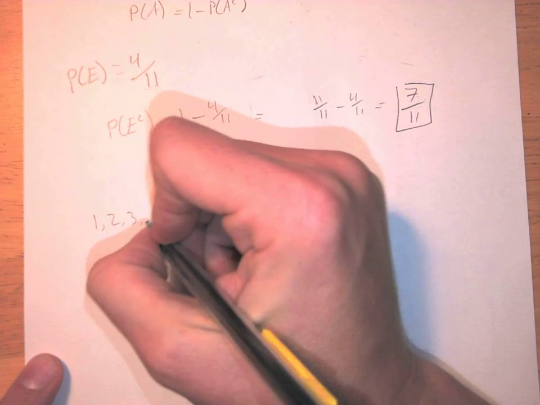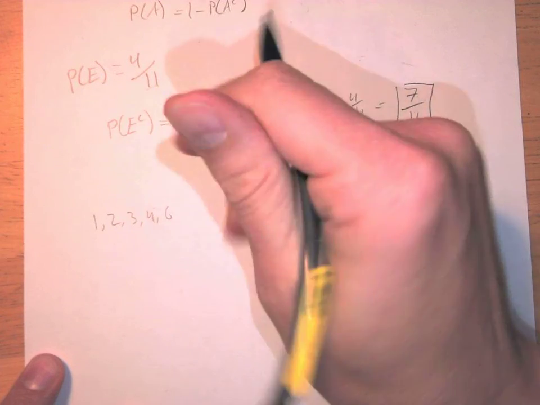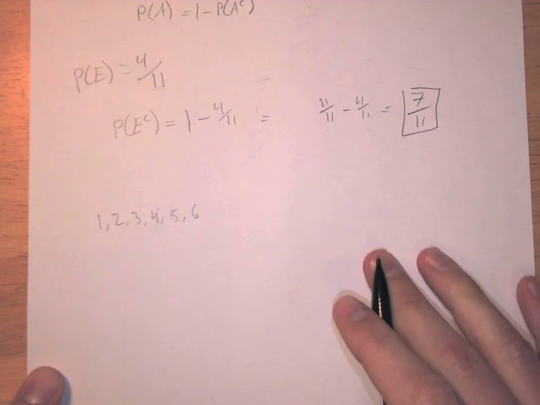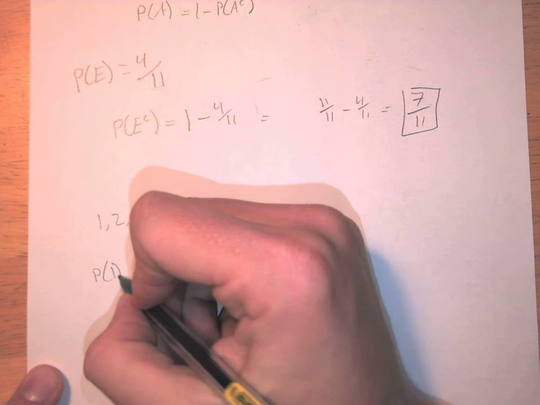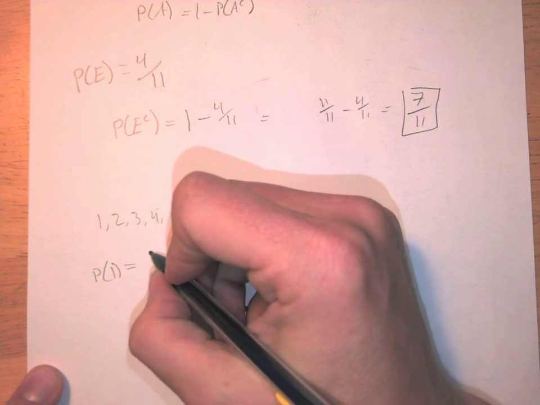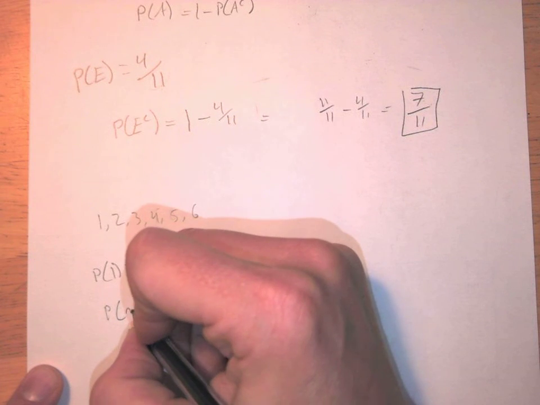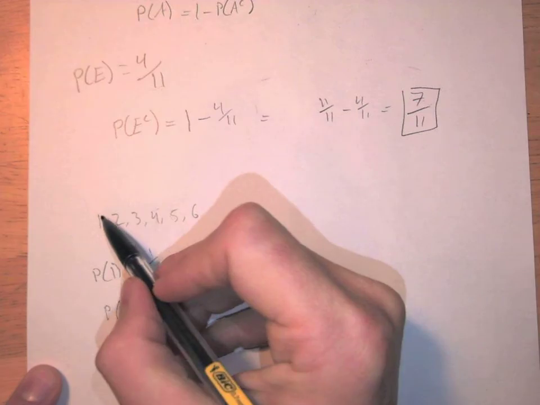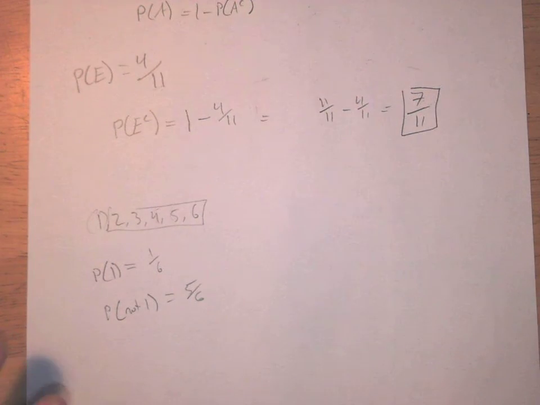So let's just look at that really quick to explain this one more time. Let's say this is your sample space. We're rolling a die. This is your sample space, right? And the probability of rolling a 1 is 1 out of 6. What's the probability of the complement, which would be not rolling a 1? It's the other 5 options. Here's the probability of rolling a 1. Here's the probability of not rolling a 1. It's the other 5 options. So that's what's happening here.